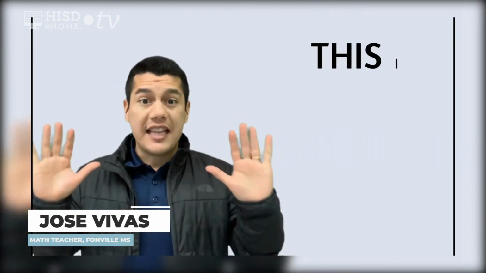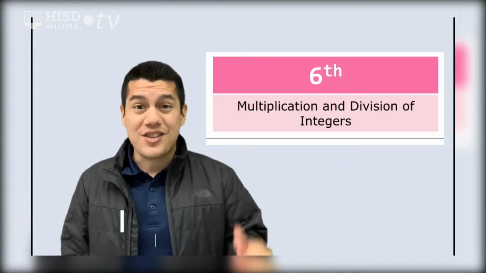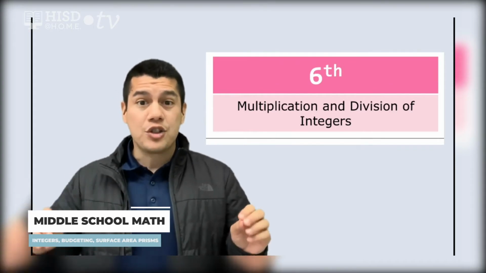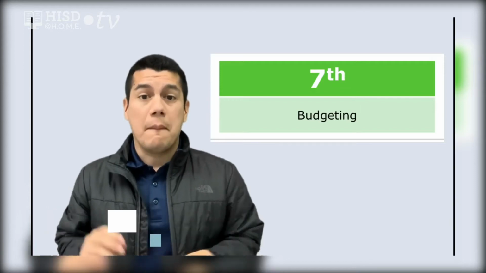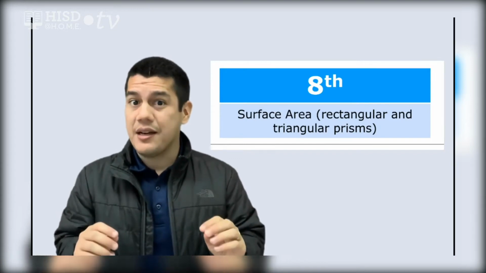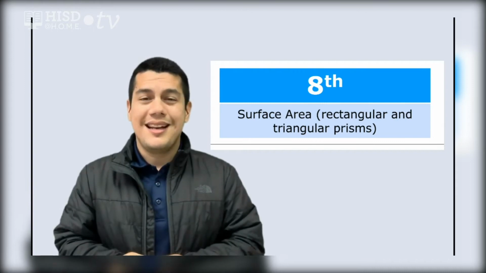This is our 10th week on our math lessons, and today we're going to be divided into 3 sections. We're going to have our 6th graders learn how to multiply and divide integers. We're going to have our 7th graders learning about budgeting, and our 8th graders, we're going to be working on surface area for rectangular and triangular prisms. Let's get started.